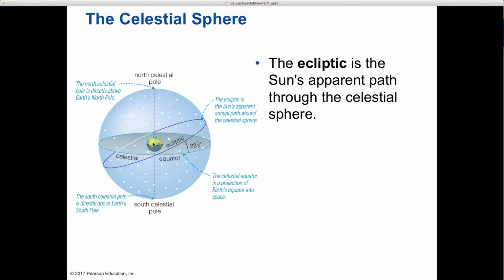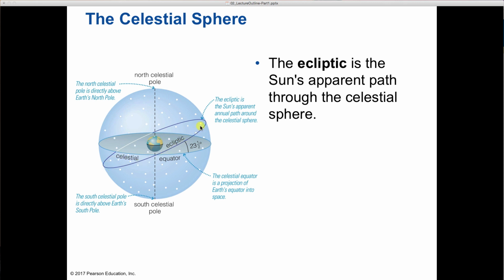So here's again the Earth. That point directly above the North Pole is the North Celestial Pole. Directly above the South Pole of the Earth is the South Celestial Pole. And because of the tilt of the Earth's axis, the equator, this line that's directly above the Earth's equator, isn't lined up exactly with this ecliptic.